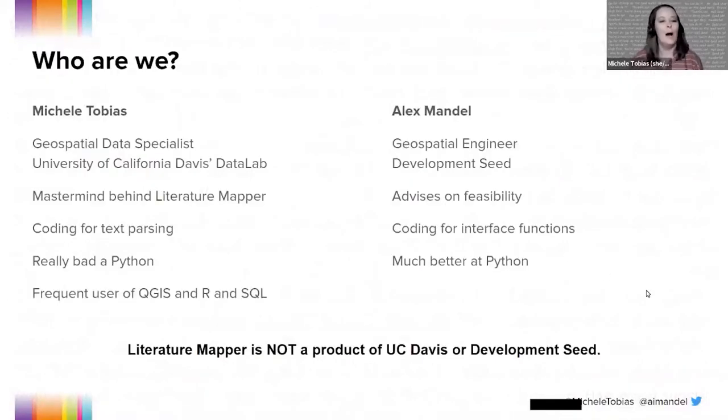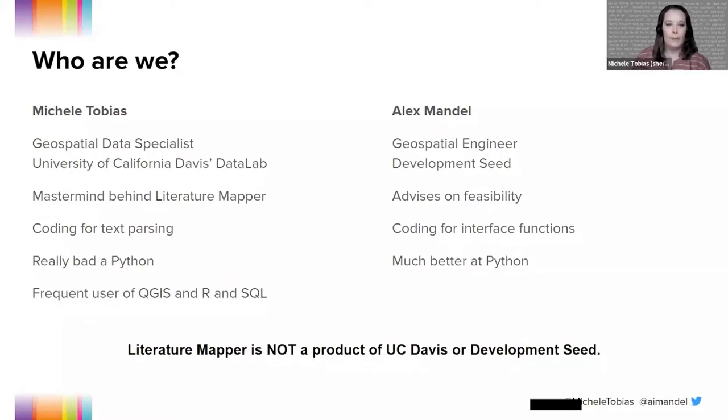So who are we? My name is Michele Tobias. I am the geospatial data specialist at the University of California, Davis's data lab, and I'm the mastermind behind Literature Mapper, I guess you could say. Most of my coding for this project has been in the realm of the text parsing that needs to go on in making this plugin work. And I just want to confess, I'm really bad at Python. I don't use it on a daily basis. So every time I come back to it, it's like starting over. So hopefully that's a little bit of an inspiration that you can do this too, even if you're not great at a particular language. But I am a frequent user of QGIS, R, and SQL. So I do have a programming background, just Python isn't my daily jam.